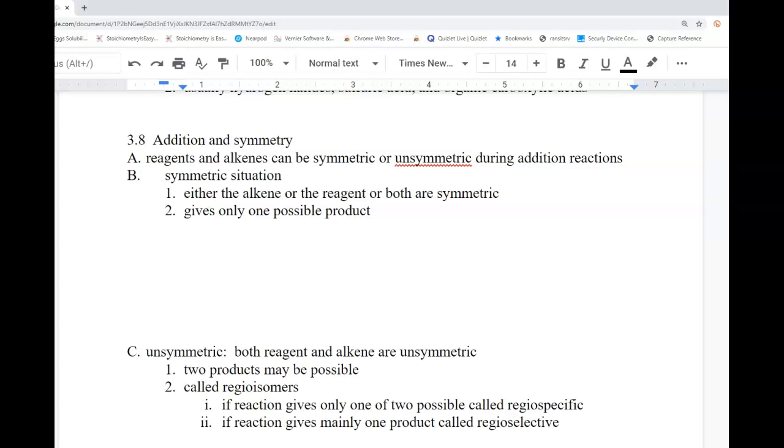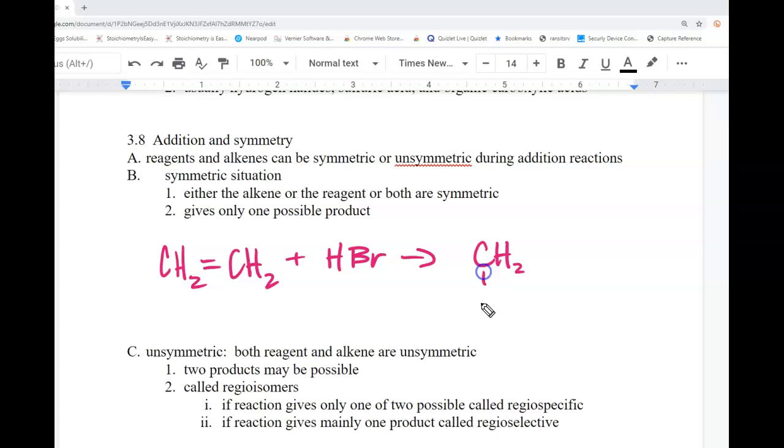So the symmetric situation is where we have at least one of the reactants that is symmetric. So we would have, for instance, the CH2 double bond to CH2. It's the same on both sides of the double bond, and it wouldn't matter what we add to it. Let's just say, what if we add some HBr, which is definitely asymmetric, but it will give us only one possible product. So in this case, it gives us the CH3 CH2 Br. So that would be the bromoalkane, excuse me.